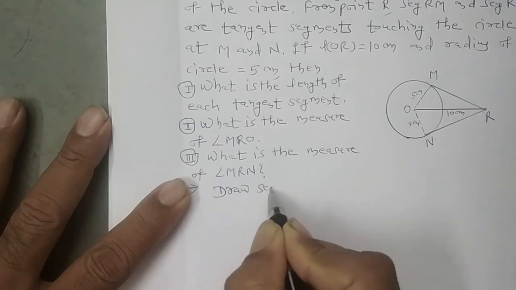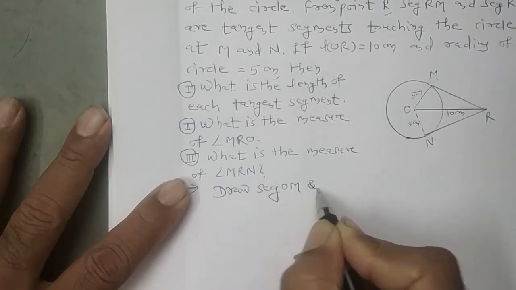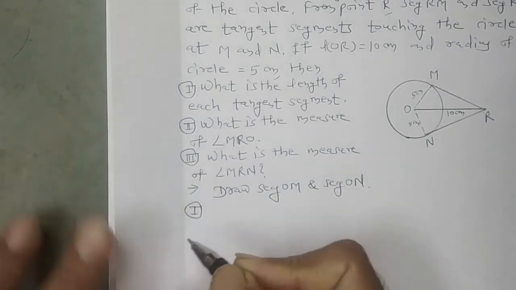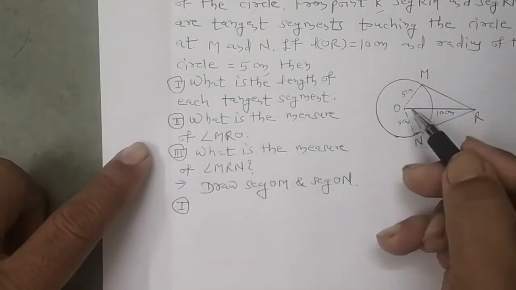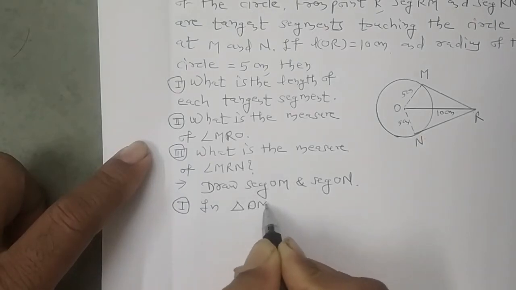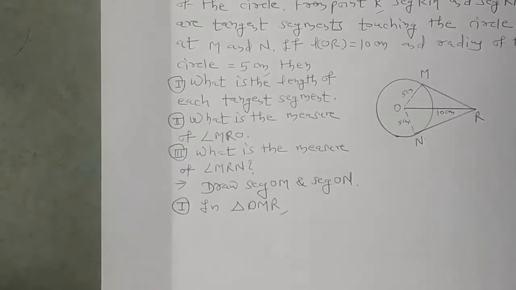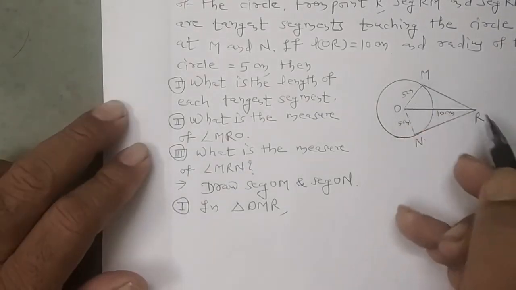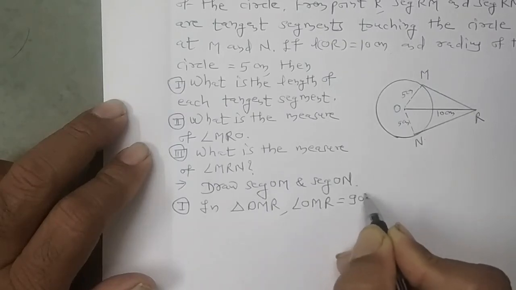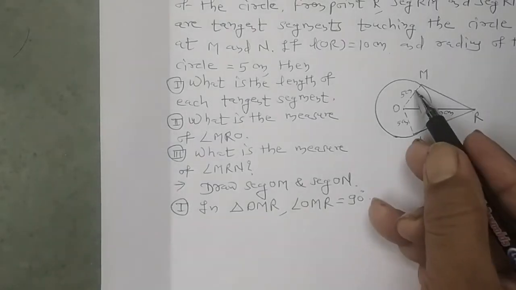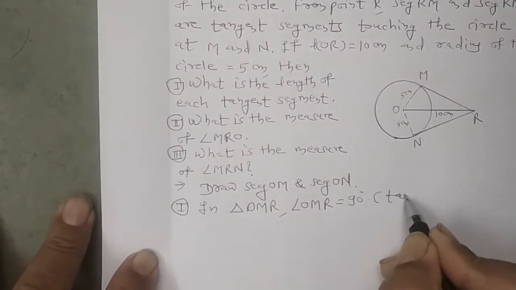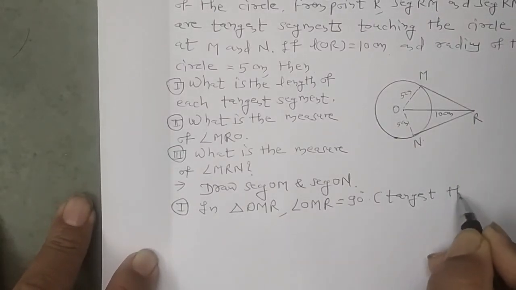Draw segment OM and segment ON. Now first, in triangle OMR, angle OMR is equal to 90 degree. Therefore, this angle is of 90 degree. This is tangent theorem.